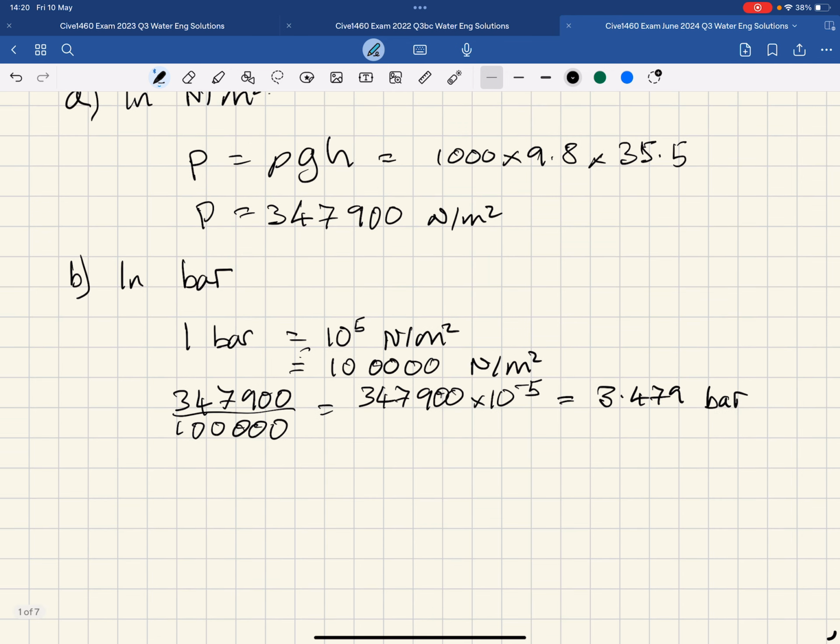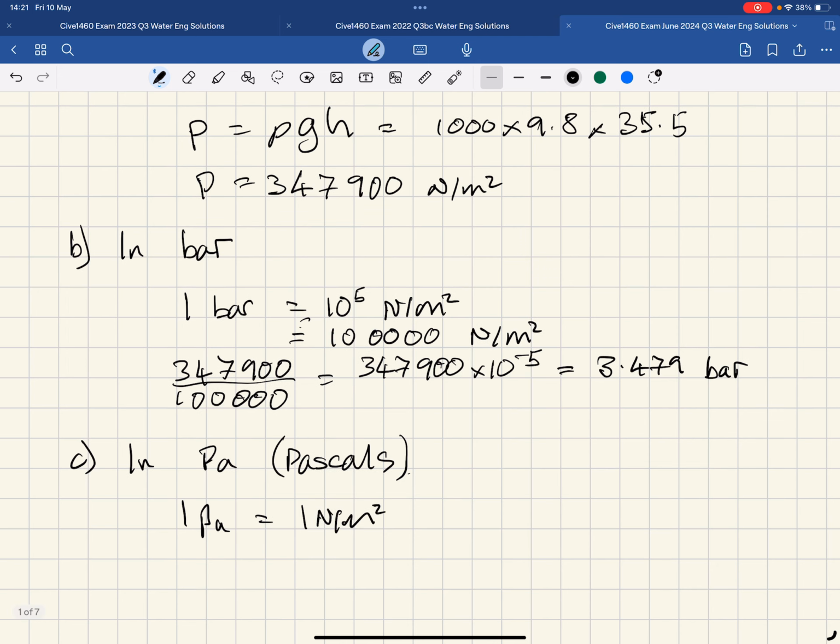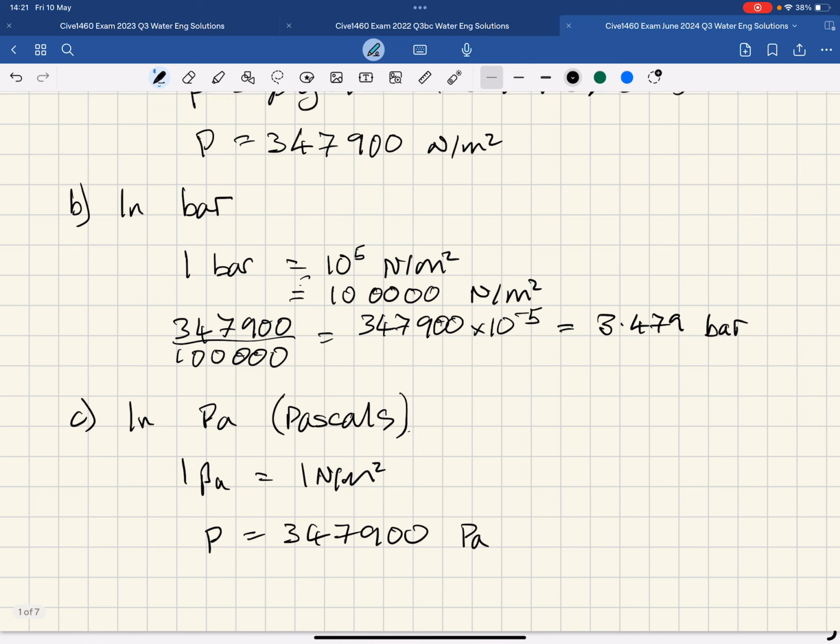Okay. C, in pascals. Well, 1 pascal is equal to 1 newton per meter squared, so this is really very straightforward. P equals 347,900 pascals.